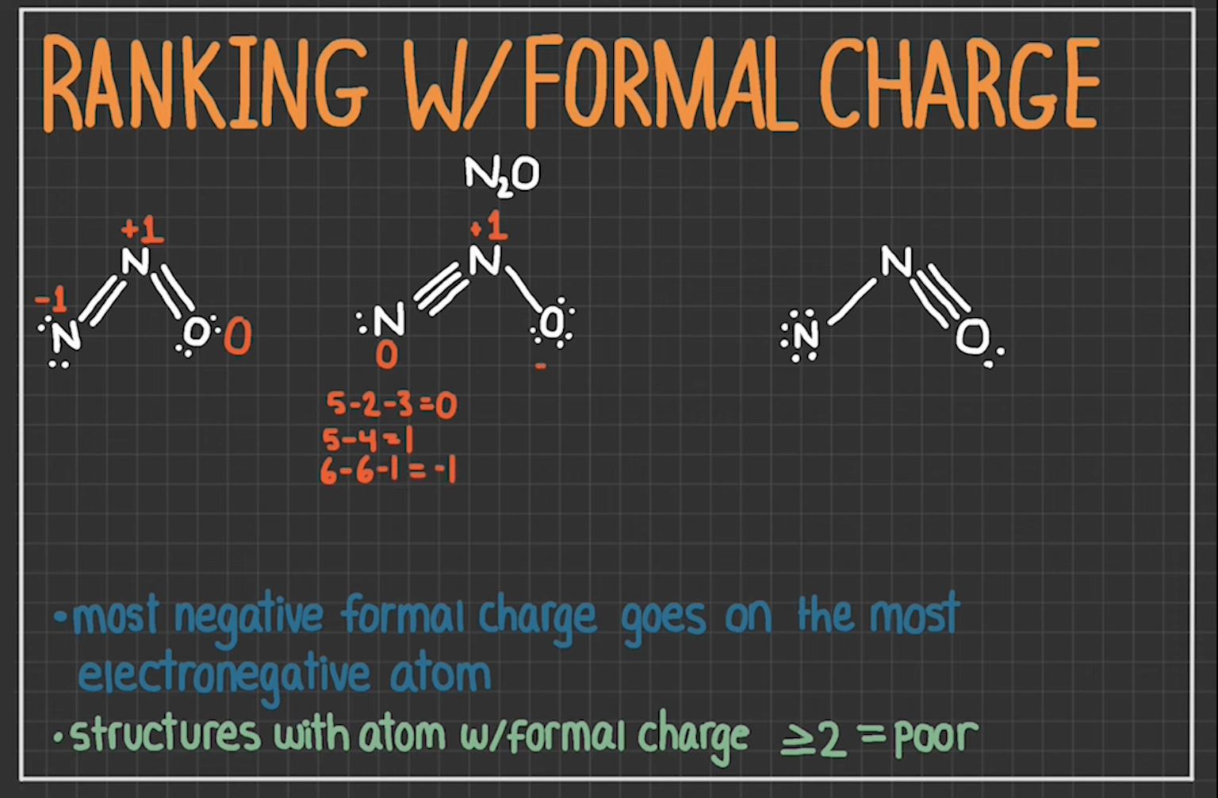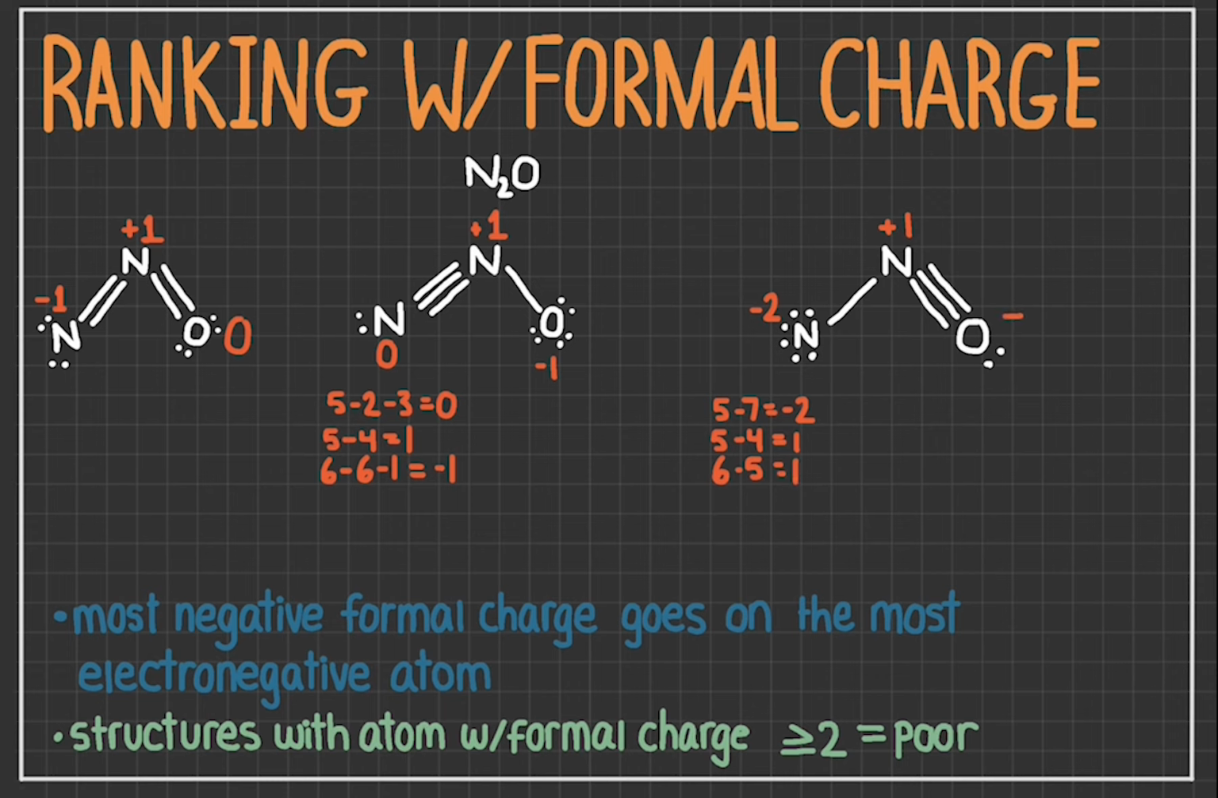So this structure actually looks pretty good because the negative charge is on the more electronegative atom, and between the two nitrogens, only one of them has a non-zero charge. But let's take a look at this last one just in case. So the first nitrogen has 6 lone electrons and 1 bond, so we subtract 7 from 5, giving us -2. The second nitrogen has 4 bonds, so we do 5 minus 4 to get +1. And finally, the oxygen has 2 lone electrons and 3 bonds, so we do 6 minus 5 to get +1.